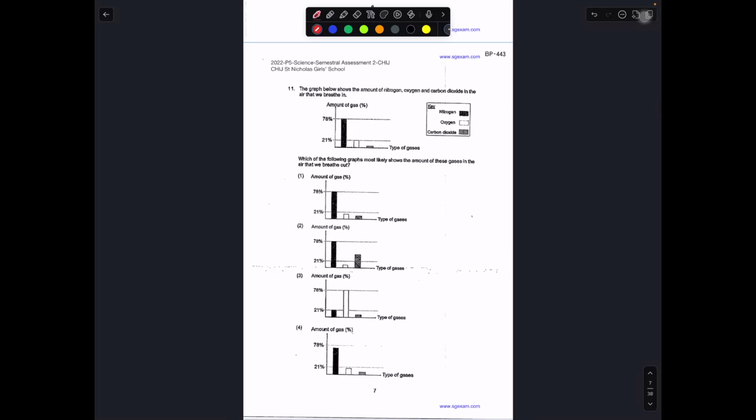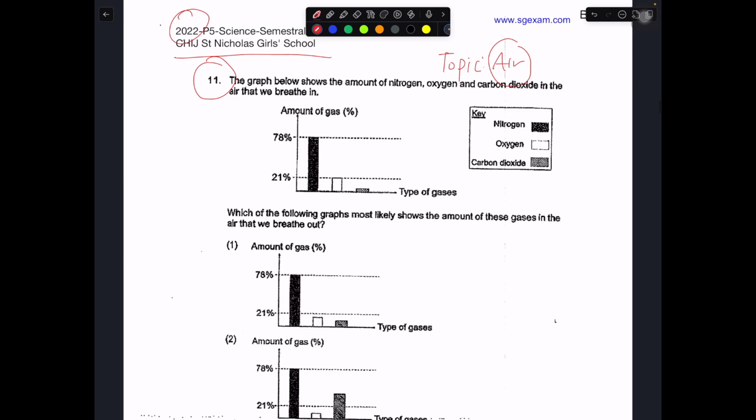Now we're going to go through the 2022 P5 Science end of year paper for St. Nicholas. This is question number 11. This is something related to the topic of air, respiratory systems. The graph below shows the amount of nitrogen, oxygen, which is this 21, and carbon dioxide, this is CO2, in the air that we breathe in. Which of the following graphs most likely shows the amount of this gas when we breathe out?